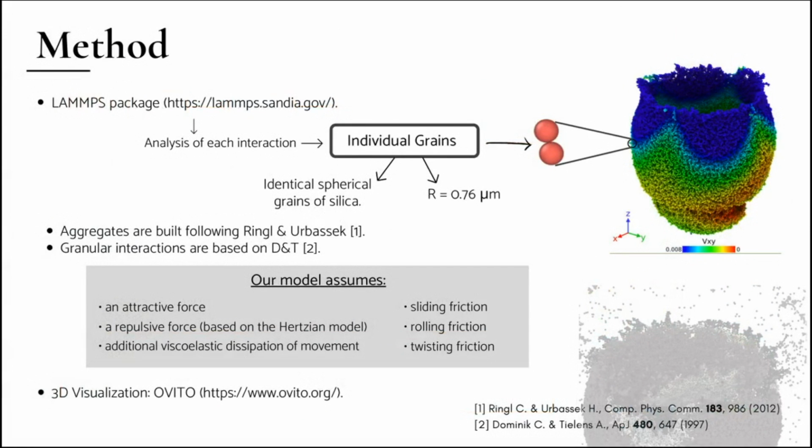The interaction between aggregates of dust formed by hundreds of thousands of individual grains of spherical silica of radius 0.76 microns will be studied by numerical simulations. We use the package LAMMPS and our aggregates are built following the ring model, whose reference is here. Then, the forces involved during the collisional process are based on Dominik and Tielens, but with improvements related to the incorporation of friction, making this model more realistic. The 3D figures that I exhibit in this presentation have been obtained using OVITO.